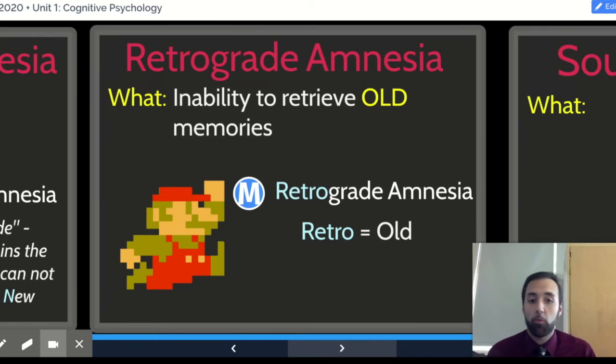As a mnemonic, the word retro means old, so I usually connect the word retro and old. And I can usually differentiate these two pretty easily. No new, I isolate that letter N. I see retro, and I think no old. Doing so can help differentiate anterograde and retrograde amnesia.